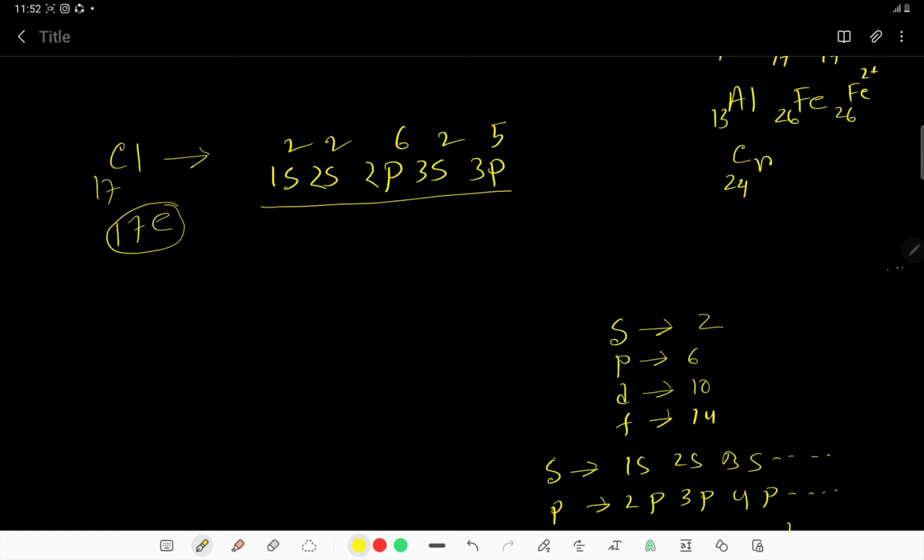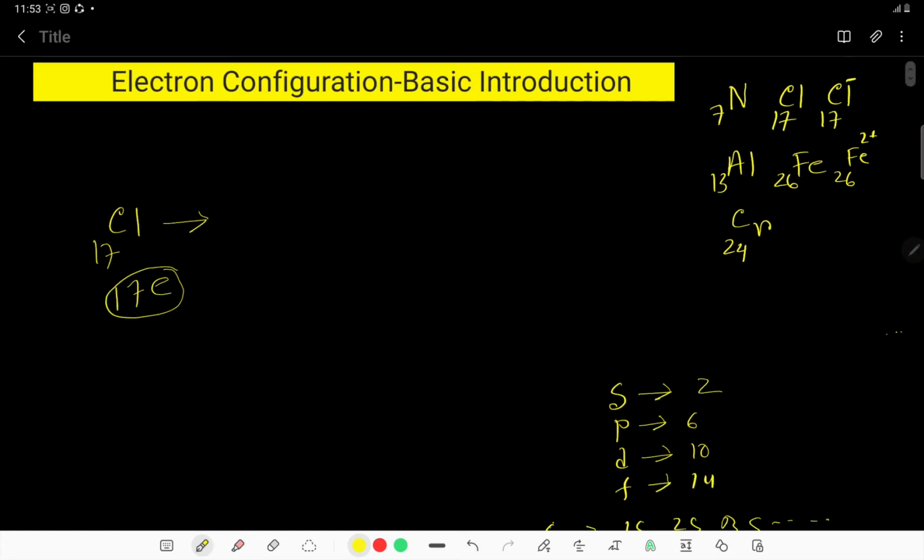Okay. Now write the electron configuration of the chloride ion. If I place here one negative, then this is the chloride ion. So in the chloride ion, how many electrons are you getting? Look, the atomic number of chlorine is 17. That is, it has 17 electrons, but for the negative charge you have to add one more electron. So you have 18 electrons in the chloride ion. So you have to distribute that.